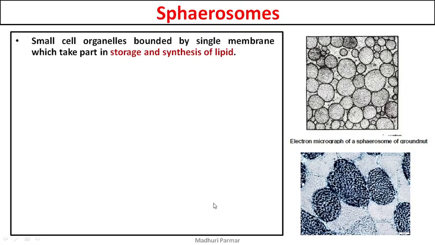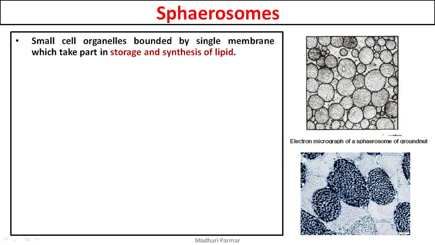Let us start with the first microbody, which is sphaerosomes. Sphaerosomes are small cell organelles bound by a single membrane and take part in storage and synthesis of lipids. What is their function? They are storing and synthesizing lipids.